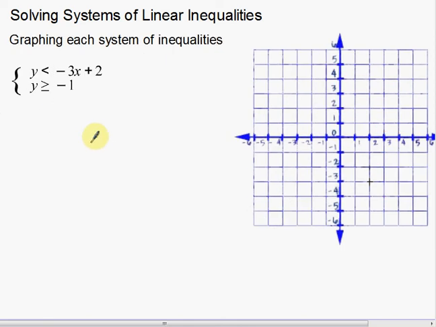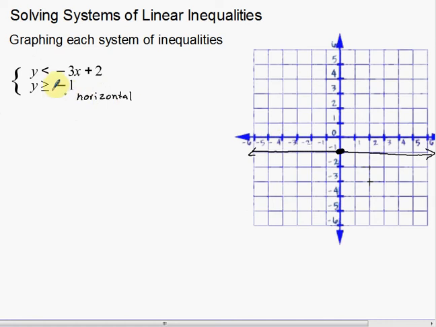Okay, so I'm doing another example, but this one looks a little bit different. The first one just looks like a normal equation. The second one is a reminder on how to graph horizontal and vertical lines. This one here is actually going to be a horizontal line, and that's going to be at negative 1. So I'm going to graph that one first since I'm talking about it. Right here is where my horizontal line is at. It's right there at negative 1.